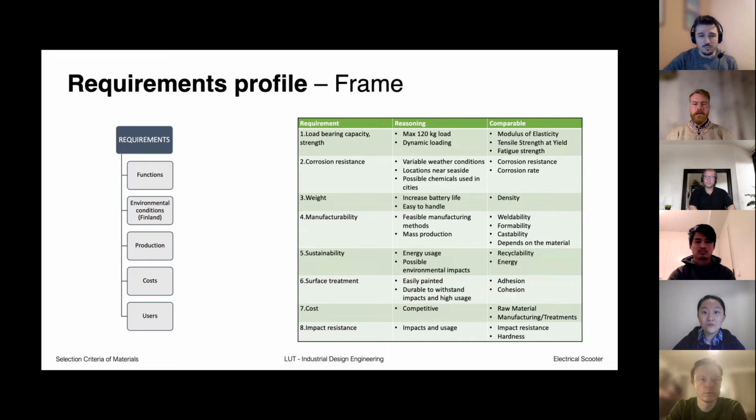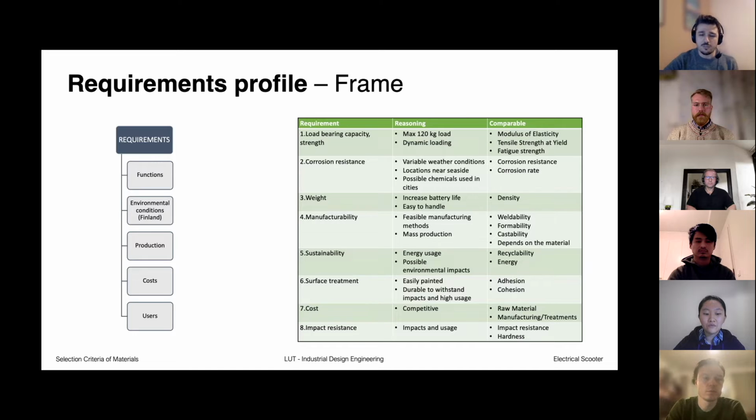Starting off with the frame, a very important aspect is the loading capacity. It is going to be different dynamic loading, maximum 120 kilos, for example. Then corrosion resistance, as it's going to be in different weather conditions, possibly located outside. The weight also needs to be optimized in order to increase battery life, so the density, for example, would be a parameter to be considered. Manufacturability and sustainability aspects are also considered very important.